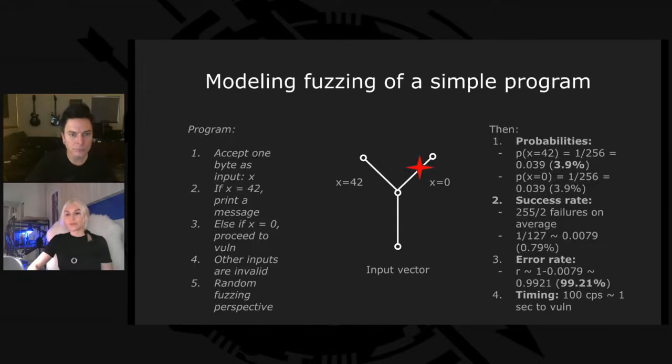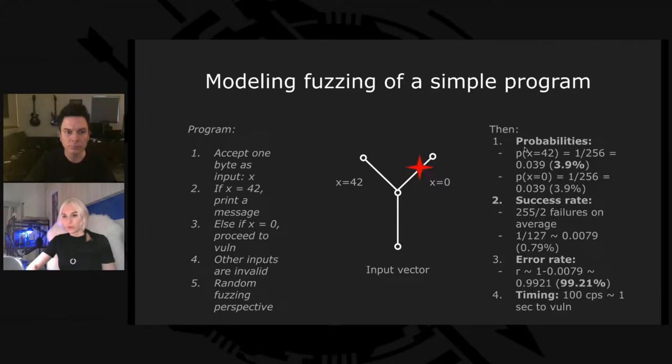Now, with this in the background, let's take a look at a very simple example of a program. This is a rudimentary program that does the following. It accepts 1 byte on the input vector. If that byte is equal to 42, it will print a message, and if it's equal to 0, it will lead to a software vulnerability. Other inputs are invalid. And what happens during fuzzing? Let's assume that we are throwing random bytes at this input vector.